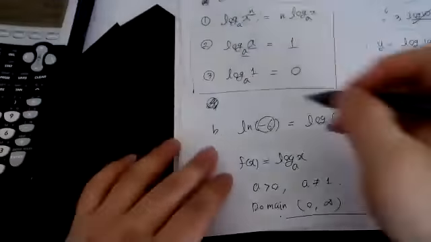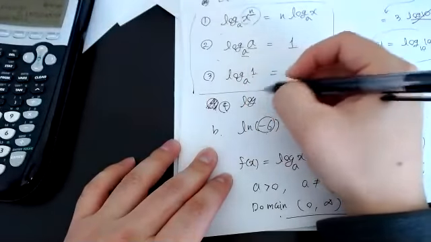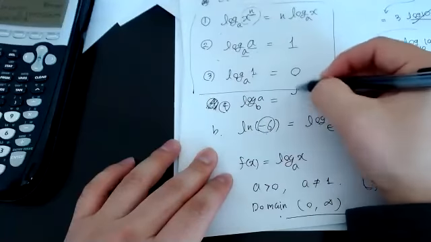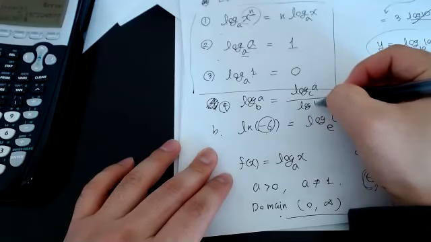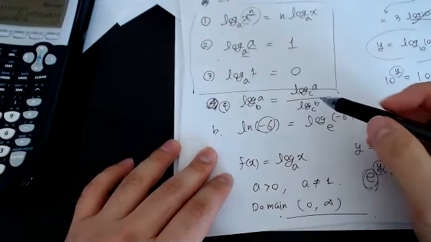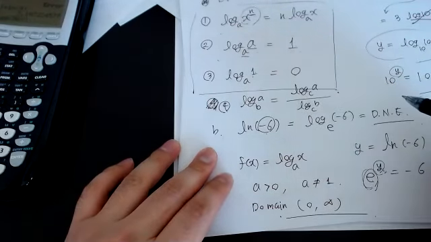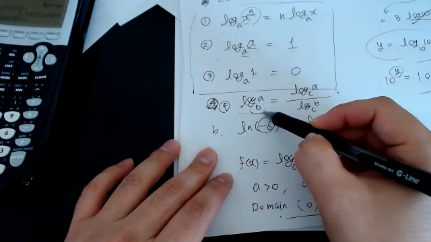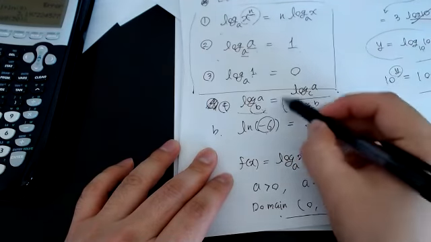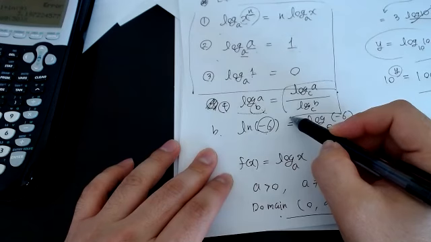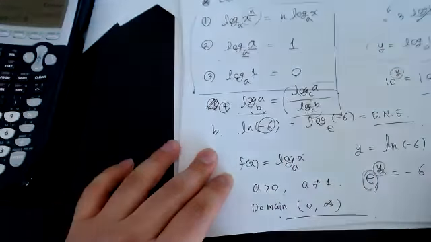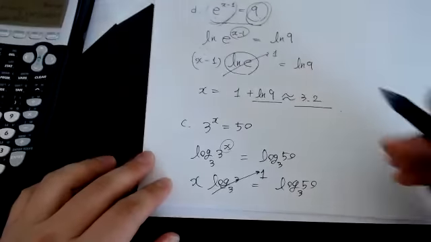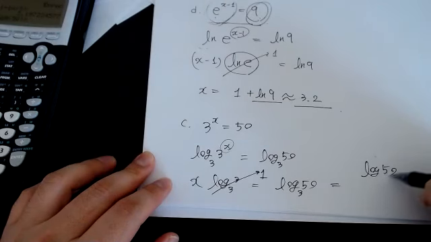One more property is this: log of a to the base b is equal to log of a to the base c over log of b to the base c. This is how to change the base. Log with the base b can be rewritten as a fraction with the top and bottom in a different base c. That is sometimes useful. So this is equal to common log of 50 over common log of 3.